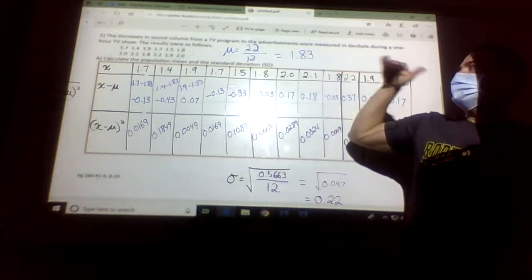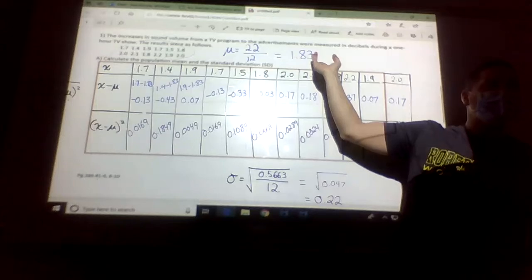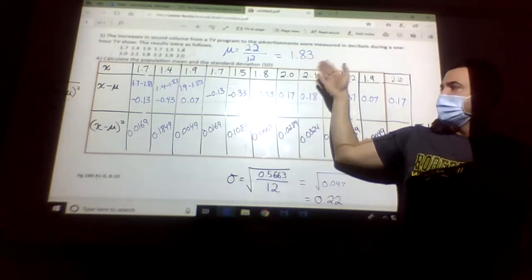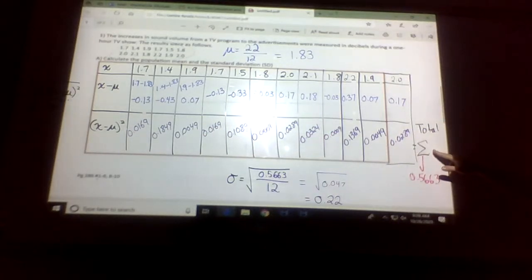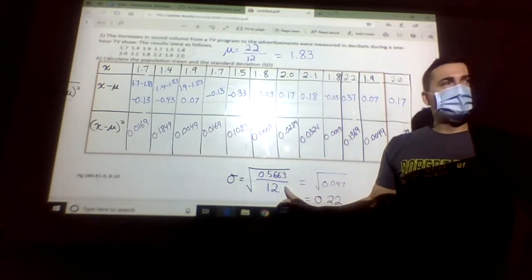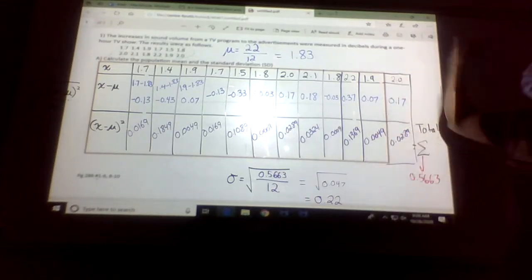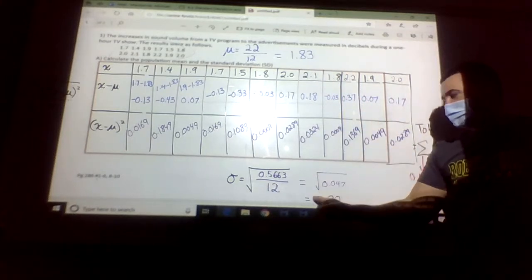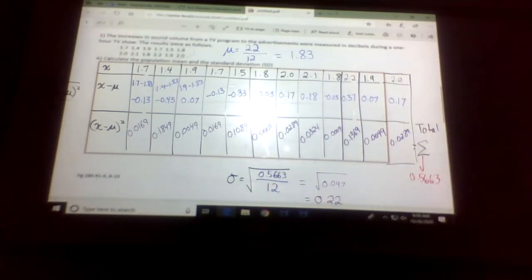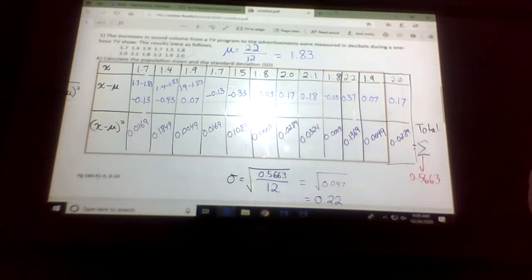Okay, so each x value minus the average. Make sure you find the average. I would keep at least 2 decimal places when doing the average. Square each one, add them all up together, which is sigma. Divide by how many entries you have, and then square root. So what this means is the average is 1.83, and every entry is roughly 0.22 units away from the average.